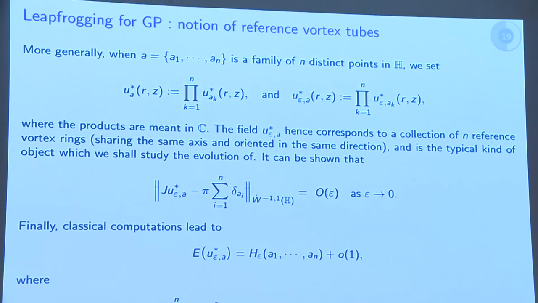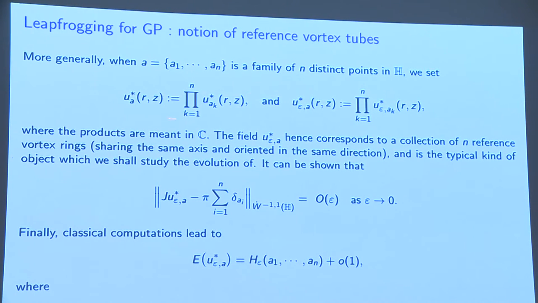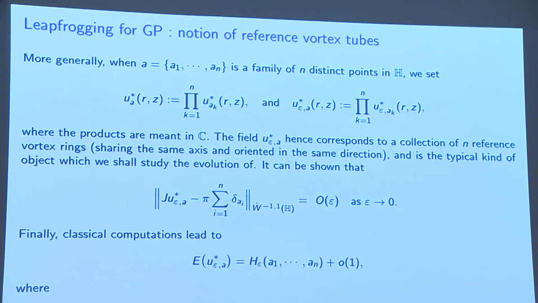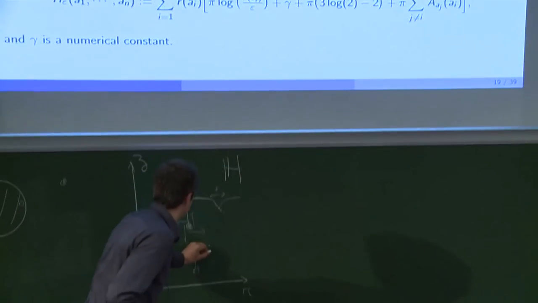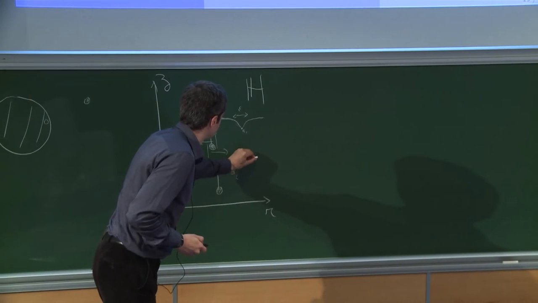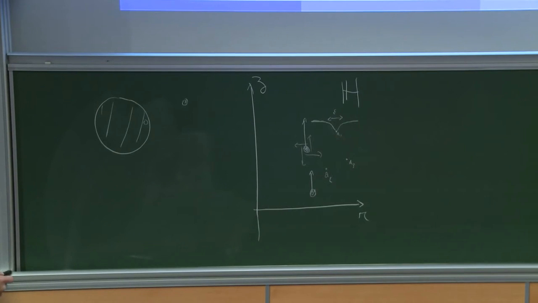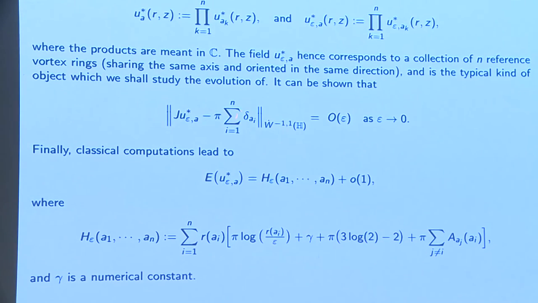Now, if you want to take many of them, since you have essentially unimodular maps in C, you just multiply them. So this would be the singular one. You multiply the complex fields, and the singular ones, you also multiply them. So now you have defined this way a field which has a number of vortex rings at different points, A1, A2. And you can compute the expansion for its energy. I have written it here. And also check that its vorticity is close to the sum of Dirac masses.